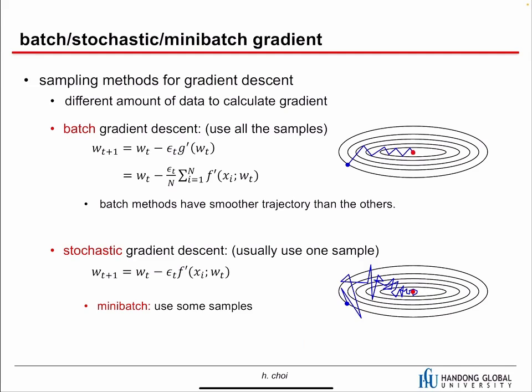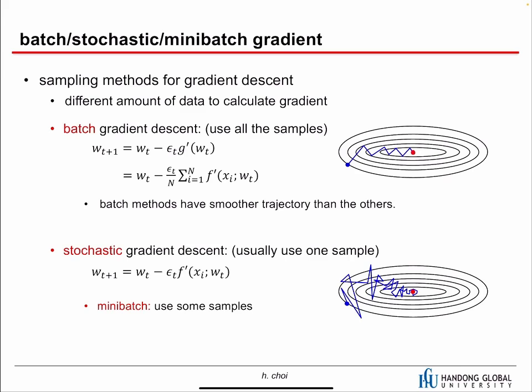Okay, then again, before talking about the specific learning algorithms, we have to talk about batch, stochastic, and mini batch gradient. It is about the sampling method and how many samples we are going to use for one update.